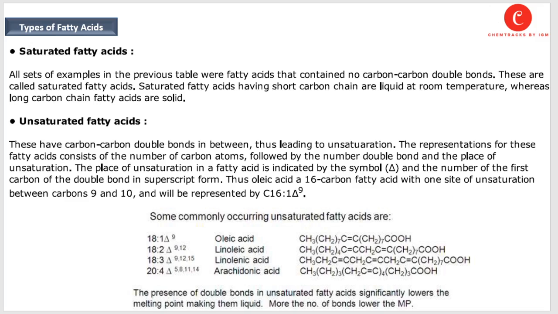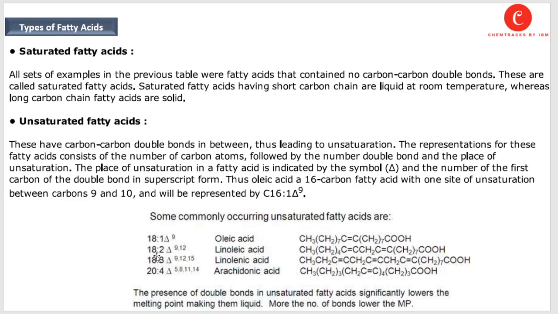There are basically three common nomenclatures used to represent fatty acids: omega, delta, and common or trivial names. Here we are using delta nomenclature for representation of unsaturated fatty acids. Thus, oleic acid is a fatty acid with one site of unsaturation, or one double bond, at carbon 9. It will be represented by C18:1 delta 9. 1 delta means one double bond, and 9 means the double bond is present at position number 9. So this is oleic acid, which we just discussed.